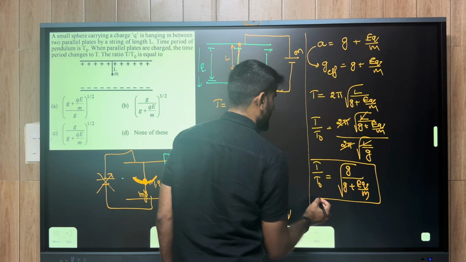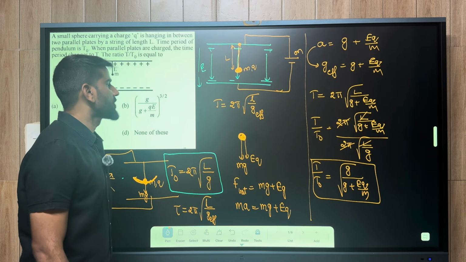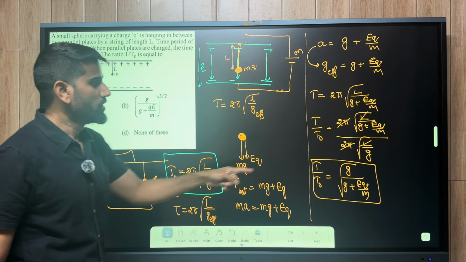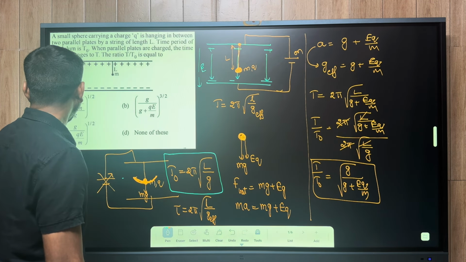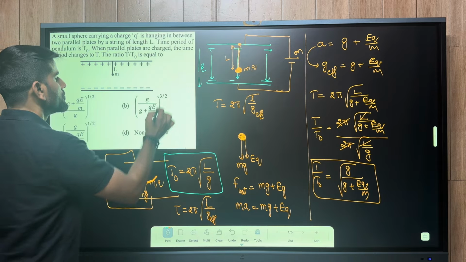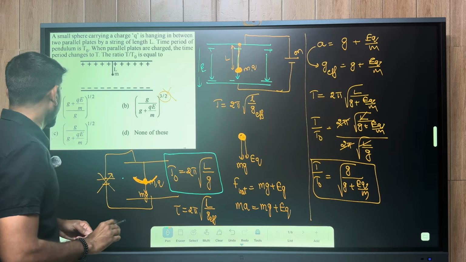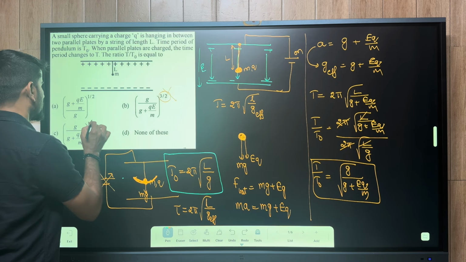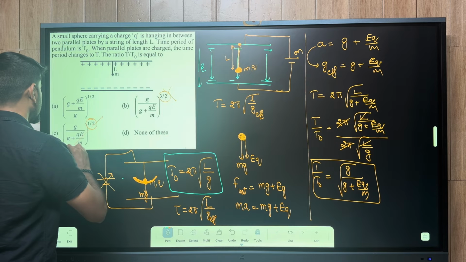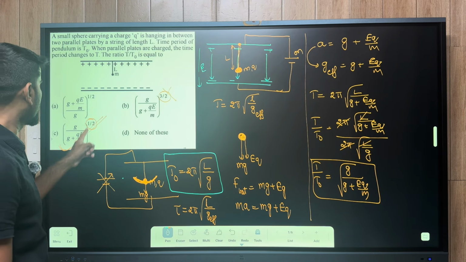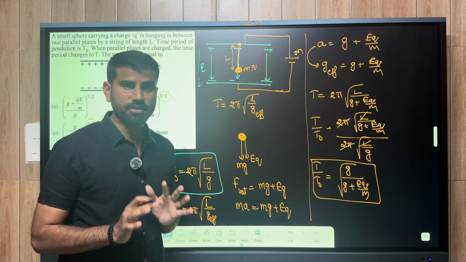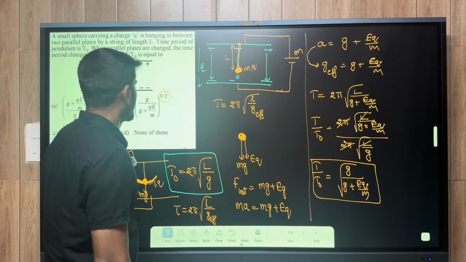So this is the final result that we are asked to find. T by T naught is equal to root over g by g plus Eq by m. This root can be represented as power 1 by 2. So where do we have the answer? This is 3 by 2, which is wrong. And here we have 1 by 2, right, so this is the correct answer. g by g plus Eq by m, power 1 by 2, is the correct answer. I hope this solution is clearly understandable. Okay, let's move on to another example.